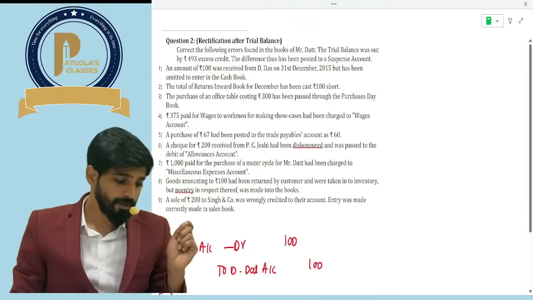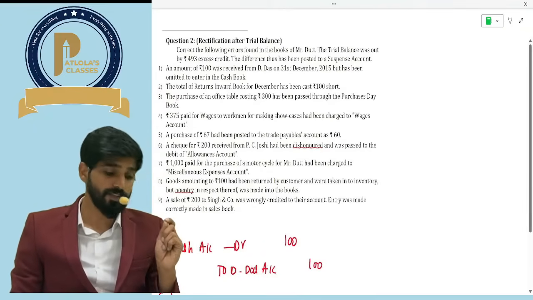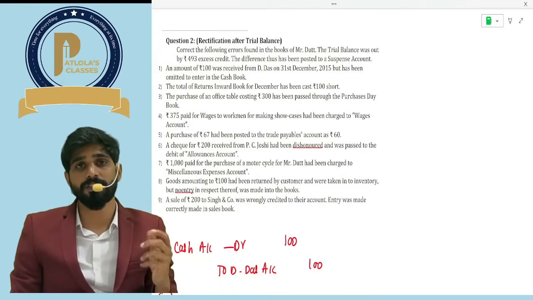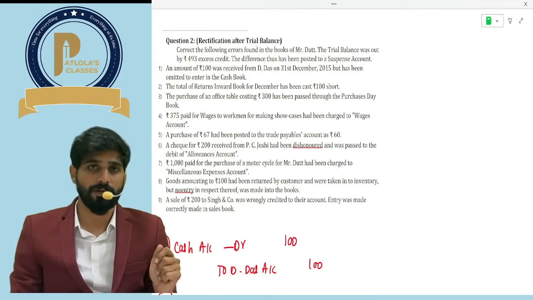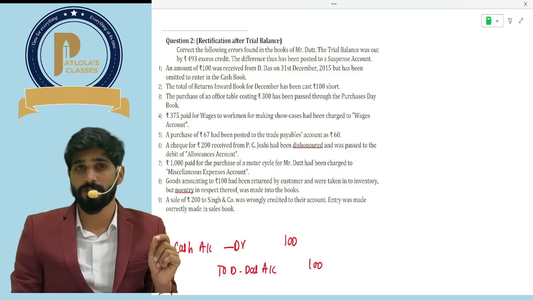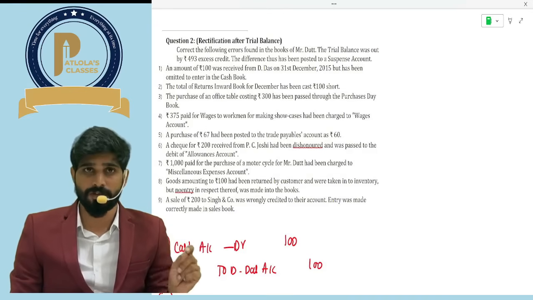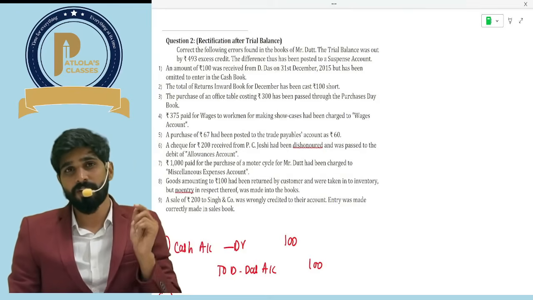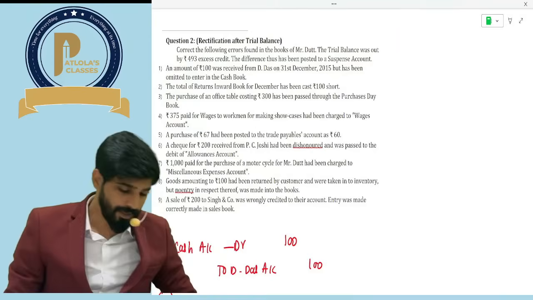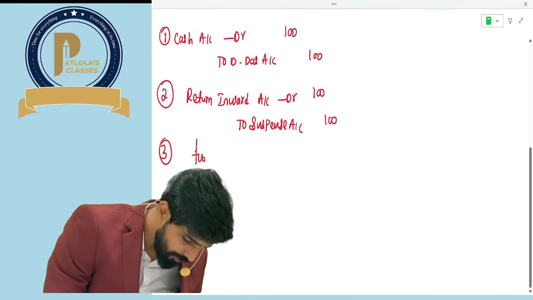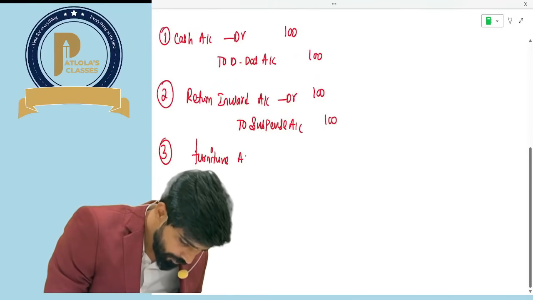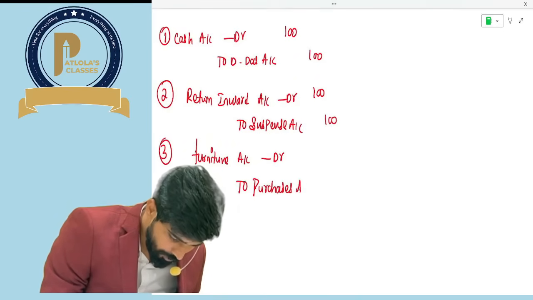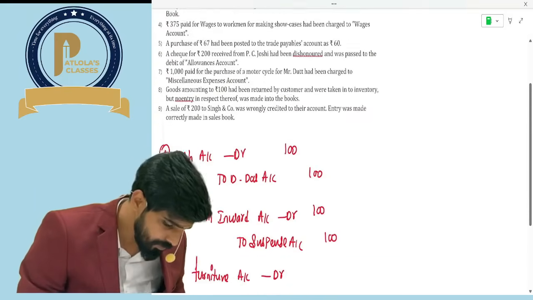Next, coming to the third one. What is the third one? The purchase of an office table, that is nothing but furniture, has been passed through purchases daybook. When you purchase furniture, it should be debited to furniture account. But which account have they debited? Purchases account. Which account should have been debited is furniture, but which account is debited is purchases. Purchases should be cancelled by crediting and furniture should actually be debited. So the rectification entry will be furniture account debit to purchases account. How much is the amount? Amount is 300.